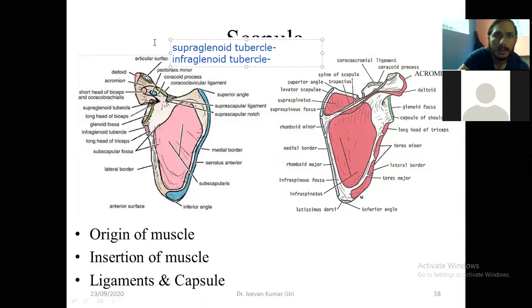Now see here. So this is the glenoid cavity. Okay, just below the glenoid cavity, there is the bony prominence, that is the infraglenoid tubercle. Similarly, just above there is the supraglenoid tubercle. So in the infraglenoid tubercle, you will find the origin of long head of triceps muscle.